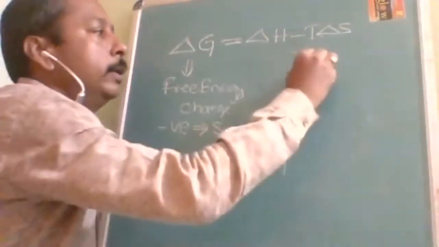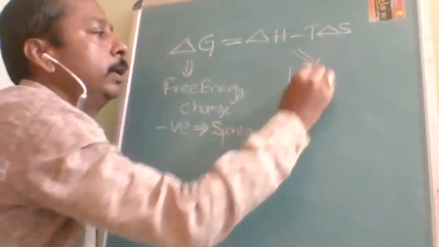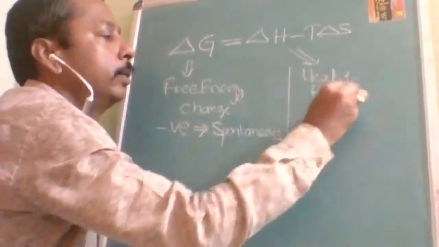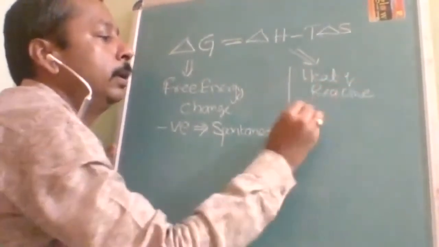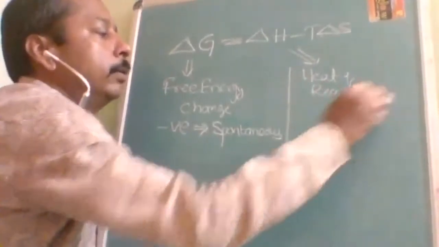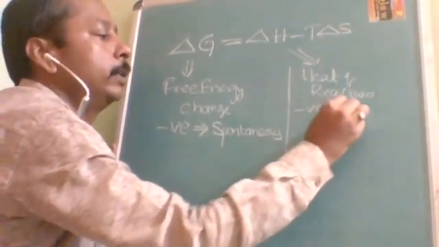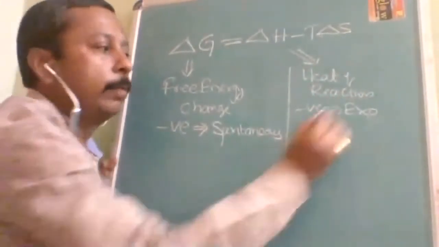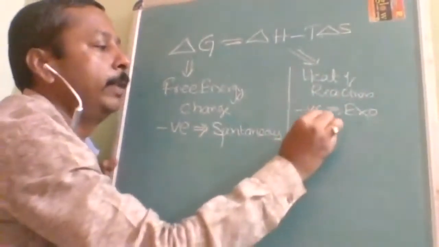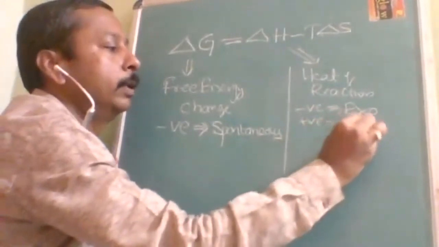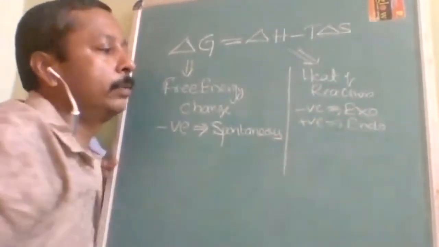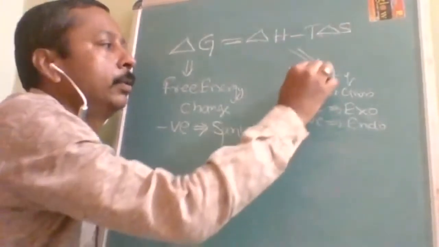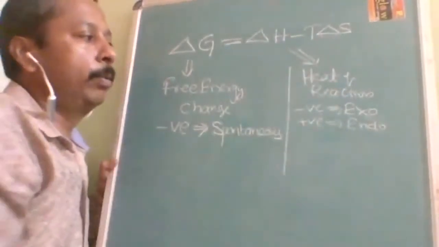Okay. Delta H is the heat of the reaction. If it is negative, that means it is exothermic. It is a very basic thing I am telling you. That's why I will speed up so that the actual concept must be understood. So if a reaction is exothermic, then the delta H is going to be minus.